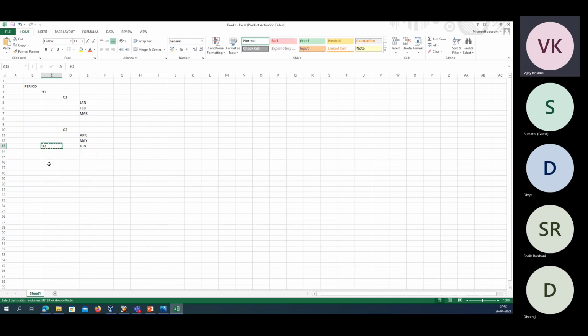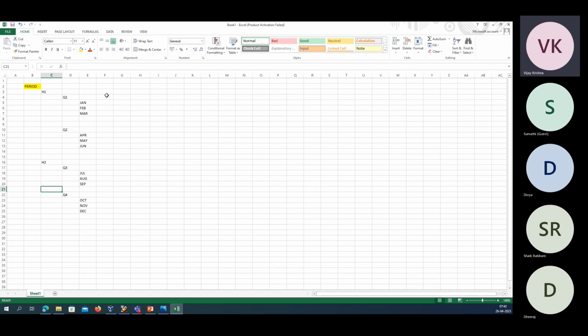We have H2, under which you have quarter three, September. Okay. So this is called a dimension. This is my standard dimension, and these are all the members of the standard dimension. On the whole, it is called a hierarchy. Each and every dimension will have its own hierarchy.